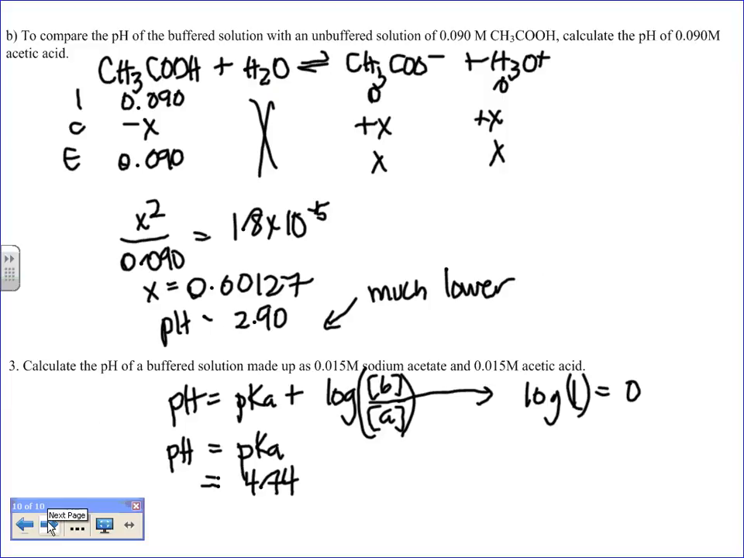Okay, so that's the end of our discussion of buffers, calculating the pH of solutions with a common ion, and some basics about buffers and how to calculate their pH.